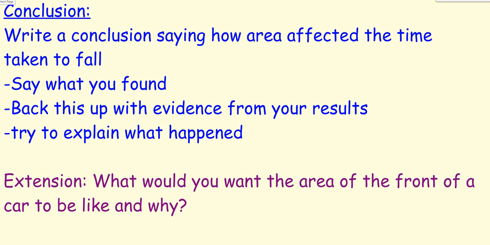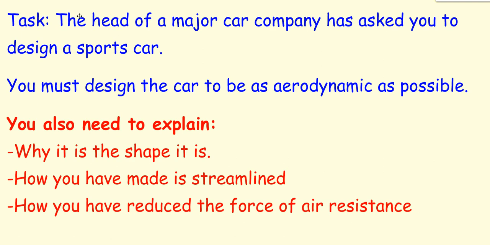And if we move on from that, we'll have a look at this final task. So the final task today, and this should take till the end of the lesson, is that the head of a major car company has asked you to design a sports car, and they want it to be as aerodynamic as possible. So it is really good at cutting through the air, and that'll mean it uses less fuel, and it'll mean it's faster. And what you need to do is draw your car in whatever shape you think is best, and describe why it is the shape that it is, how you are going to make it streamlined, and how you are going to reduce the force of air resistance.